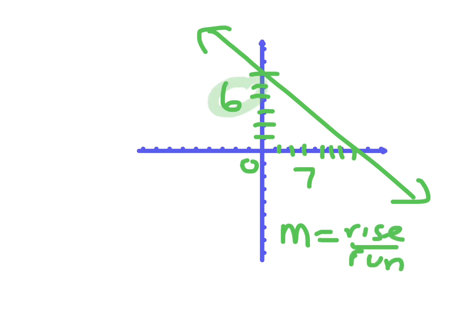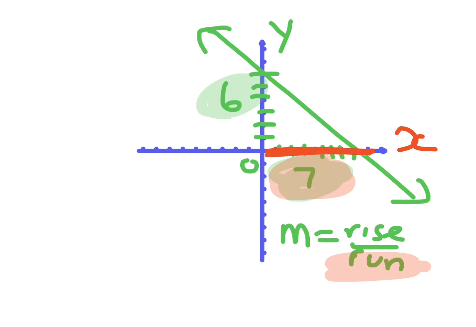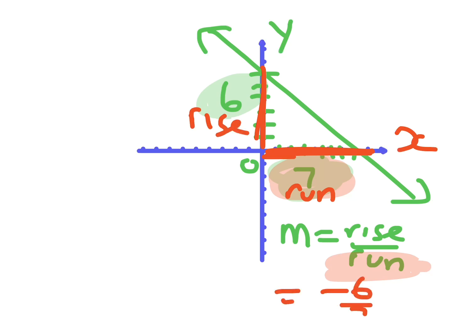So it's got to be the rise, which rhymes with the y's. So that's the y's over the run. So the run, which is that 6 there, so that's the run, is the 7, the 7, not the 6. And that matches with the x's. So that's the run, and this is the rise. So the rise over the run would be minus 6 on 7 because it is going downhill.